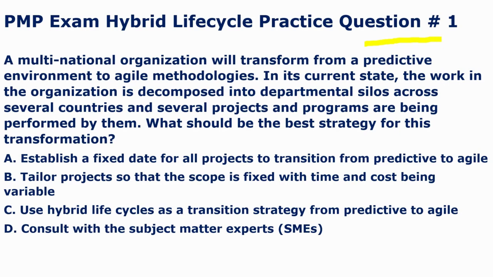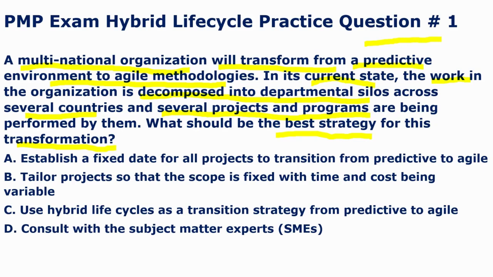The question's first line states that the multinational organization will transform from a predictive environment to agile methodologies. The second line states that currently at the organizational level, the work is decomposed into departmental silos across several countries and several projects and programs. The last line is asking us to select the best strategy for this organizational level transformation. Let's review all the options one by one.